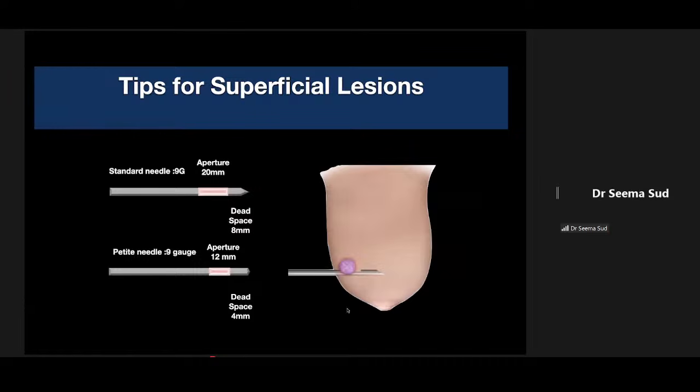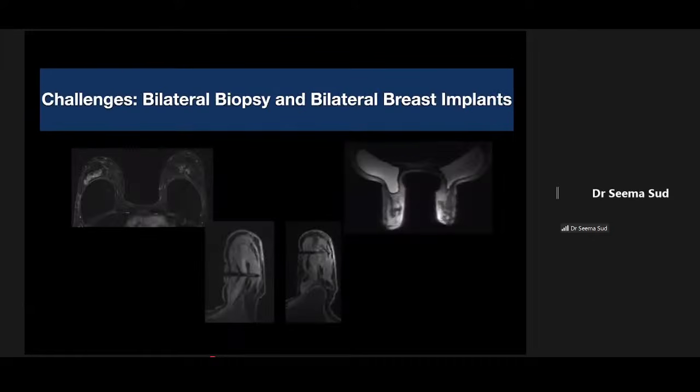For superficial lesions, you can do another thing. If you cannot go from the opposite side, you can use a petite needle where the aperture is smaller and even the surface is more blunt. So chances of taking a biopsy or pulling out the skin is lesser. You can also go beyond the lesion because this area is what is going to be sampled and not from here. And when you go beyond also, you will be able to get a sample from this lesion. And the other thing is when you give local anesthesia, you can give a lot of it on the skin to displace the lesion away from the skin surface.